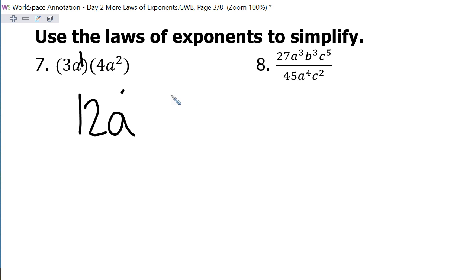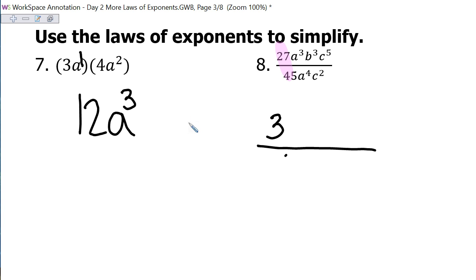Number 8, the first thing you need to do is simplify the fraction up front. So 27 and 45 have a common factor of what? 9. So what's 27 divided by 9? 3. And what's 45 divided by 9? 5.